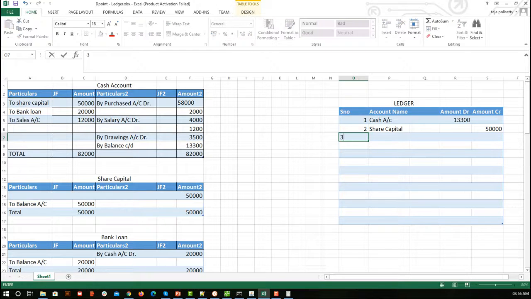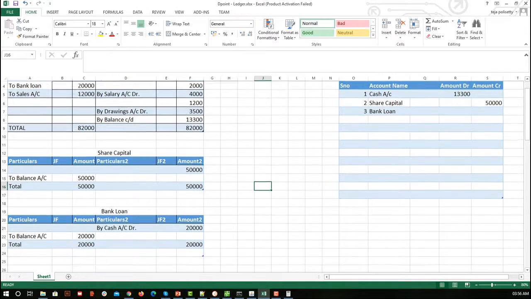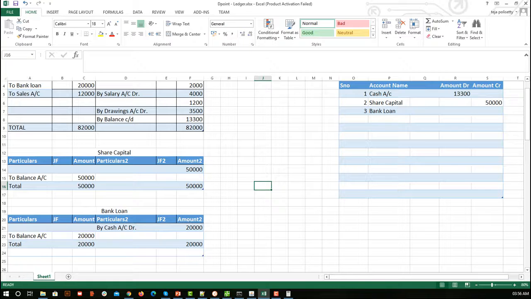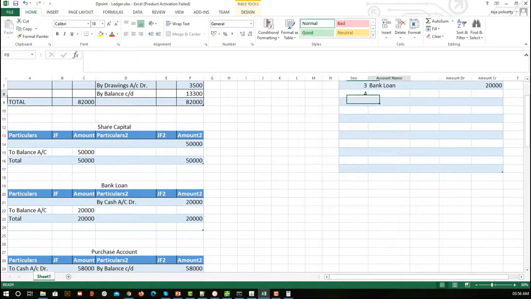Similarly, we are going to have third account. So what is our third account? It is bank loan. So here now you pause the video and try to see how you can fill this ledger table. So here if you can see we have 20,000 more on the right hand side, because to balance we have written 20,000 on left hand side, it means we have 20,000 more on the right hand side. So we are going to take and keep it under the CR. Similarly, we are going to use for the other accounts, which is our purchase account.